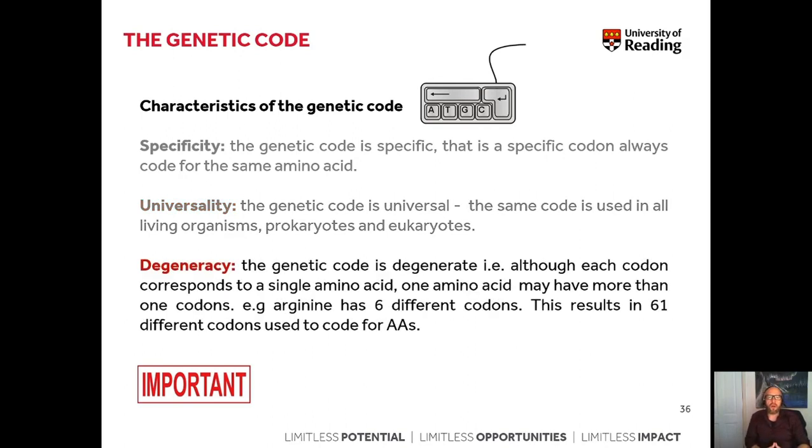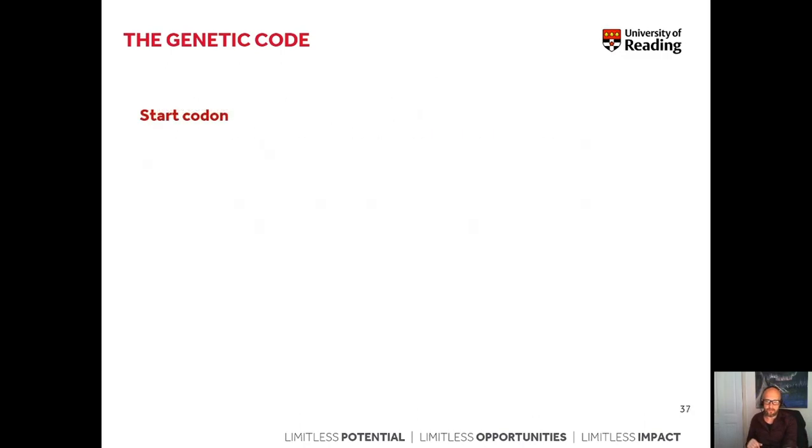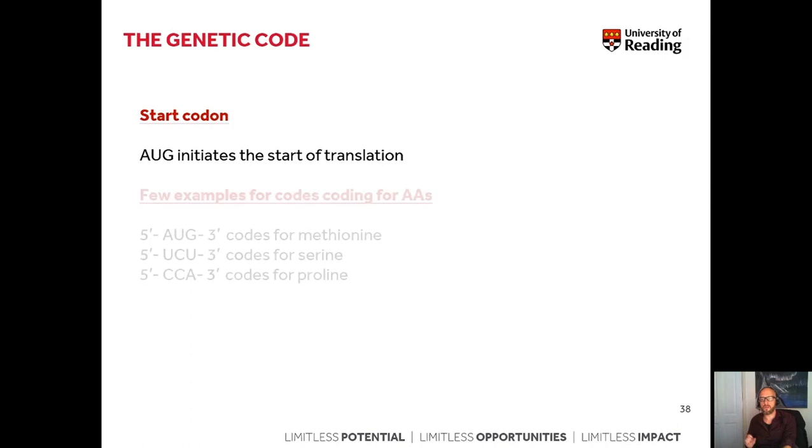Finally, the genetic code is degenerate. This means that although each codon corresponds to a single amino acid, one amino acid may have more than one codon. For example, arginine has 6 different codons. This results in 61 different codons used to code for amino acids. In addition to codons that actually lead to production of proteins because they code for amino acids, there are also start codons. And the start codon is AUG. It initiates the start of translation.